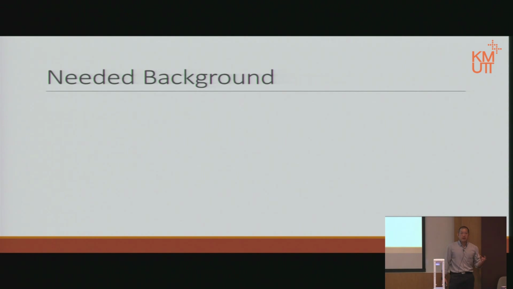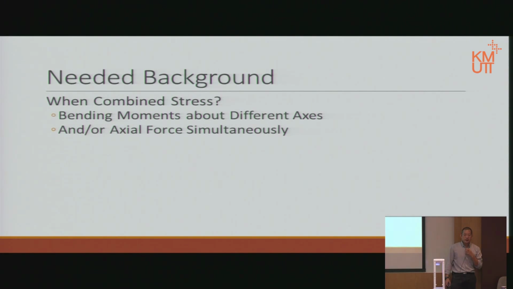Now, what do we need to know? Of course, we need to know the fact that these combined stresses happen, and this is when we need to calculate them. It is when there are bending moments about different axes. For example, the bending moment can come about the z-axis, and it can also come about the y-axis, as we discussed. Because of the concept of the neutral axis, each moment has a different neutral axis, meaning the distribution of the axial stress will be different according to the neutral axis.